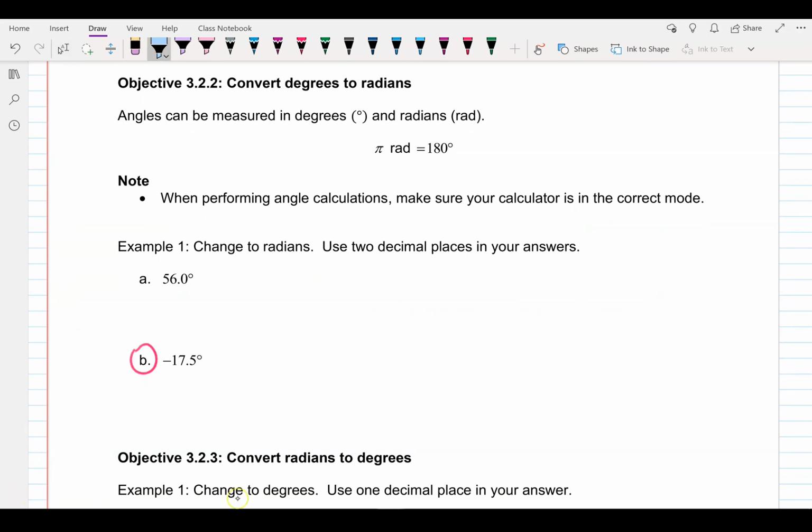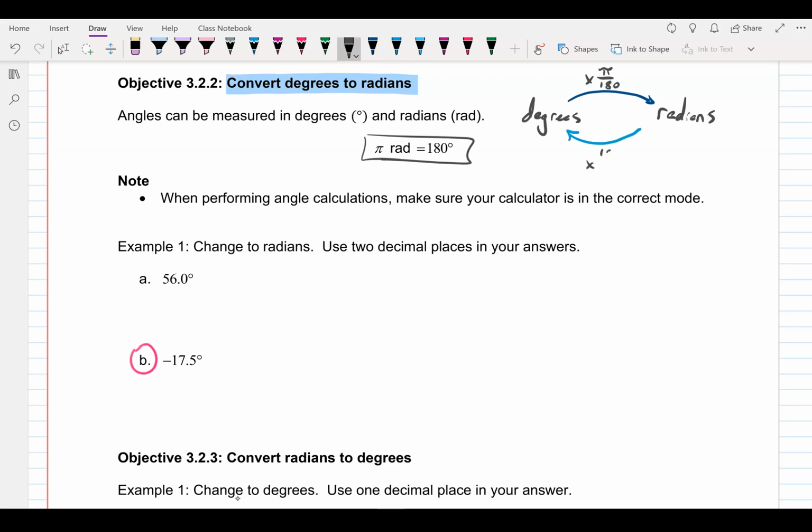So this whole page is going to be about converting degrees to radians. And all we need to do is remember that this relationship is true: 1 pi radians is 180. Let me give you a little chart we can use to remind ourselves how to do this. If we have degrees, we multiply by pi over 180 to get radians.